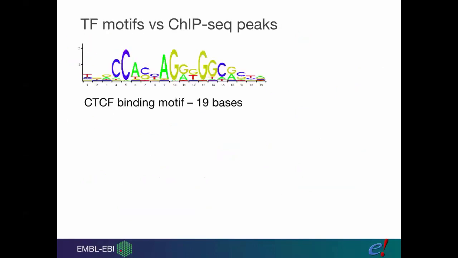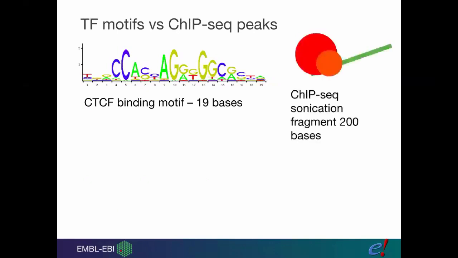Now, one of the things to remember about this is because of the method of ChIP-seq, we actually get quite fuzzy edges on ChIP-seq peaks. So if you look at a transcription factor binding motif, this example given here is actually a very large motif. It's 19 bases long. Many transcription factor binding motifs are only 8 or 6 bases long, so they're really very small.